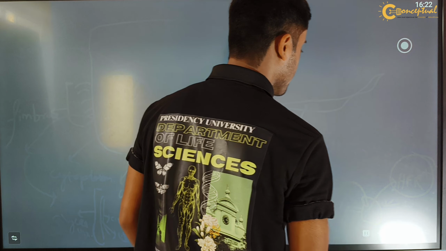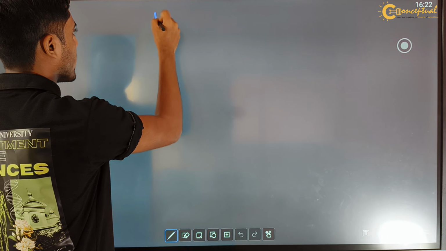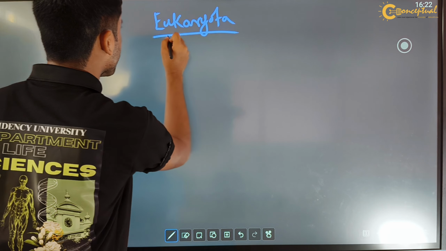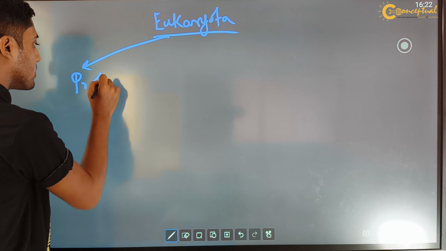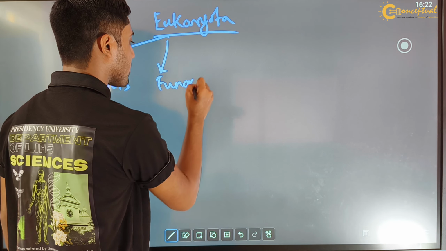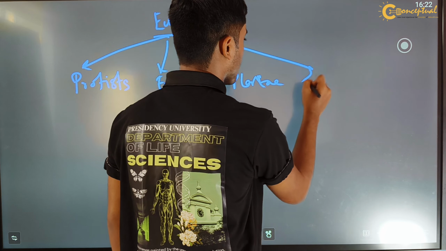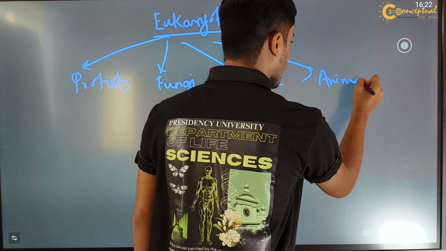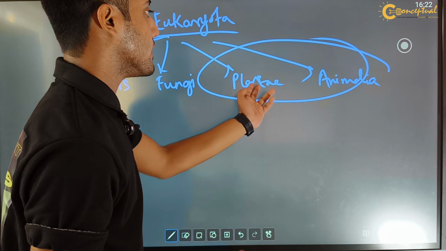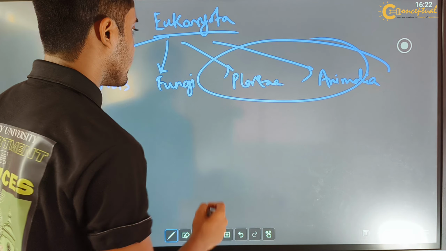Coming to eukaryotic cells, there are different kingdoms which are included under eukaryotes. Under eukaryota, there can be either protists, members of kingdom fungi, plantae, or animalia. In this class, we'll only be discussing these two, plantae and animalia, and the functional differences between a plant and an animal cell. So all these cells will be examples of eukaryotic cells only.